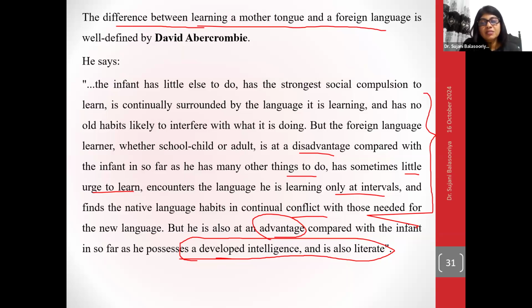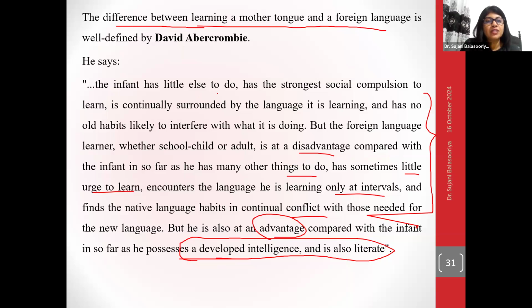Only advantage is by the time a person starts learning his second language, he has a developed intelligence unlike an infant. And also he is a literate person. He can not only speak and listen, he can read and write as well. Unlike an infant, right? I think you can understand these negative points.